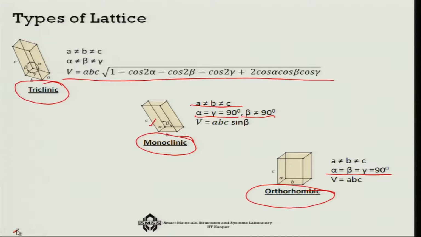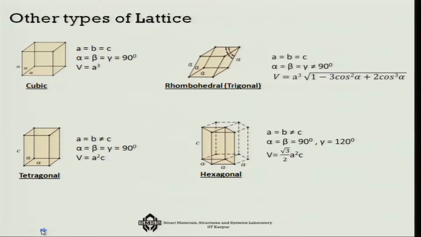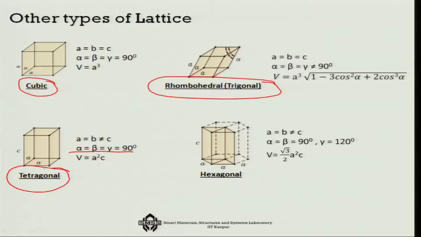Gradually, we are introducing more and more symmetry into the parameters. So, what if A, B, C are all equal and alpha, beta, gamma are all 90 degrees? Then you get the simplest structure, called the cubic structure. What if A, B, C are all equal, but alpha, beta, gamma are not equal to 90 degrees? Then you get a rhombohedral or a trigonal structure. What if A and B are equal, but they are not equal to C, but alpha, beta, gamma equal 90 degrees? You get a structure which is known as a tetragonal lattice structure.